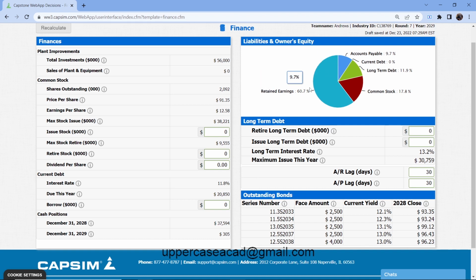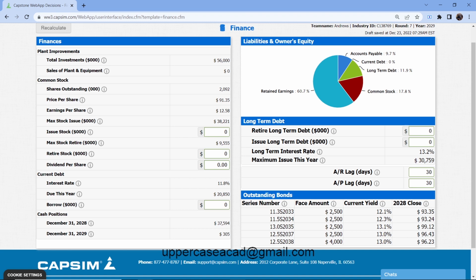Then you have this side. This is just a visualization of your company. The retained earnings have 60.7%, accounts payable, the current debt, the long-term debt and the common stock. We have long-term debt. This is just basically what you can retire or issue that given year.